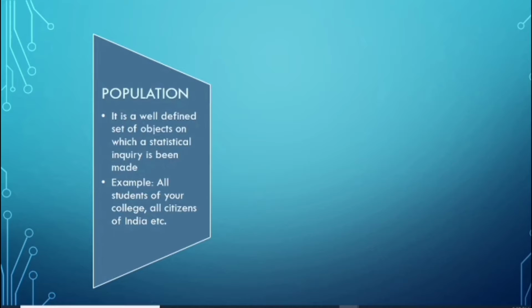We start with some basic terms. The first one is the population. Any well-defined set of objects about which a statistical inquiry is being made is known as a population. For example, all students of your college, or all citizens of India, etc.